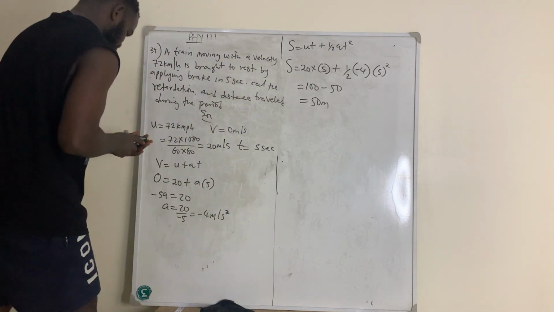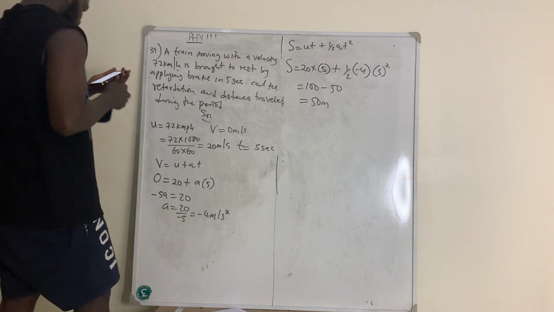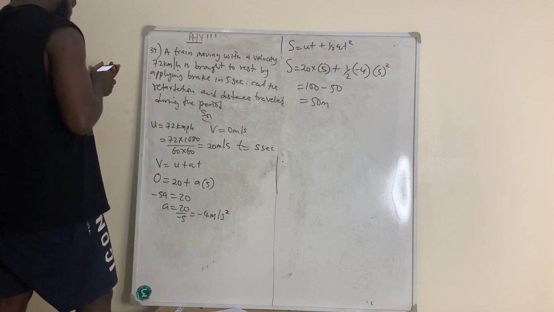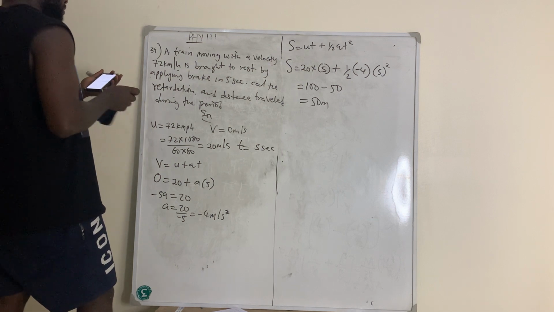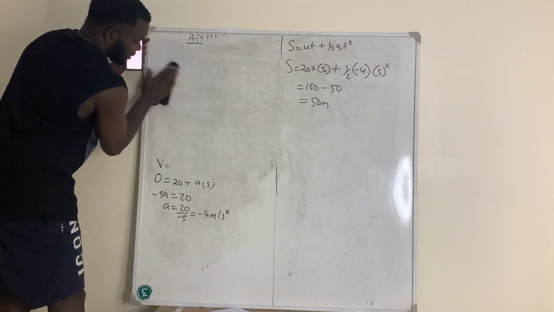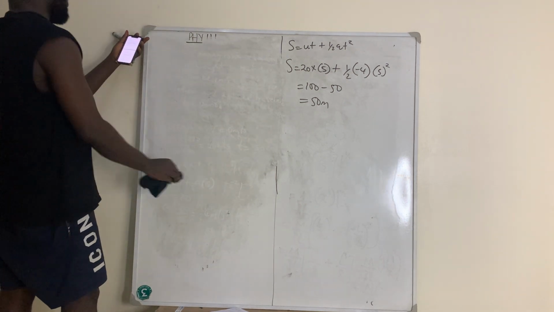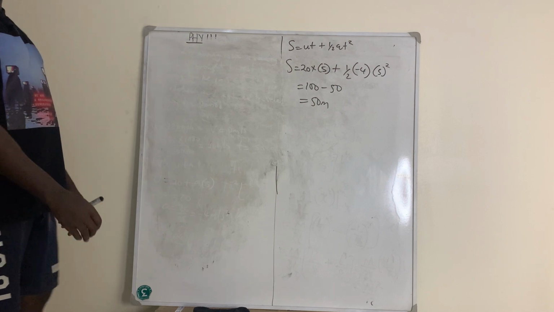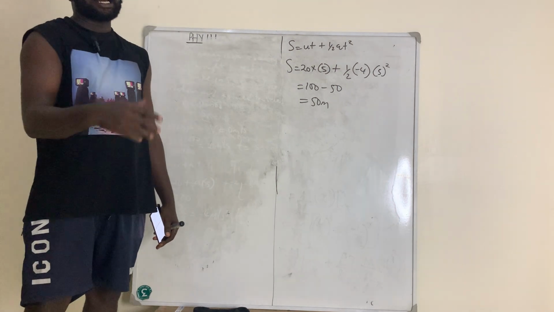So we'll go to the last question for this particular video. Question number 4. They say write 3 examples of vector quantities. So tell us that one in the comment section. That one is for you. 3 examples of vector quantities. Any quantity that has both magnitude and direction.